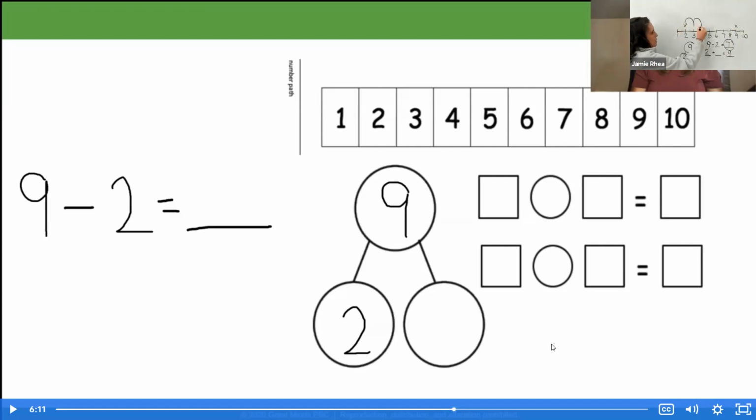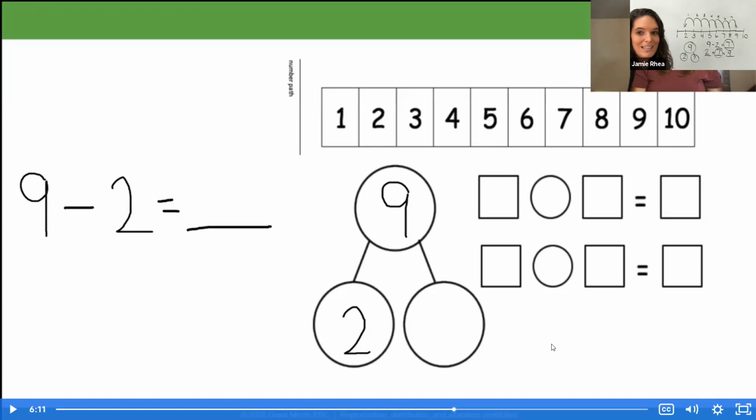1, 2, 3, 4, 5, 6, 7. Oh, let's count those hops again just to be on the safe side. 1, 2, 3, 4, 5, 6, 7. How many hops did it take me? 7 hops. Is that what we got when we subtracted? Yeah.